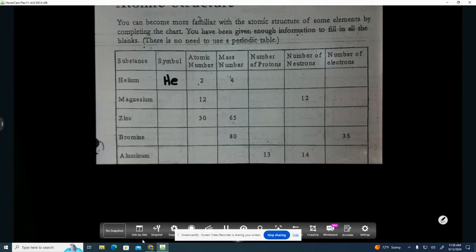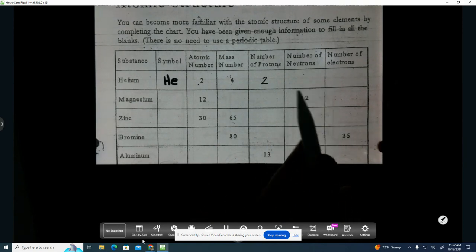Alright, how many protons does this thing have? 2. How did you know that? Same as the atomic number. So the atomic number and the number of protons are exactly the same. So let's write in 2 for number of protons.